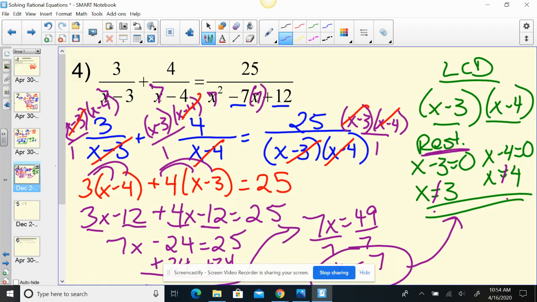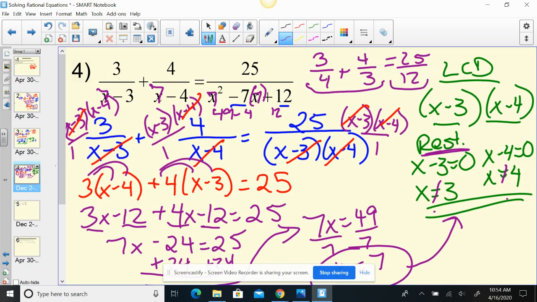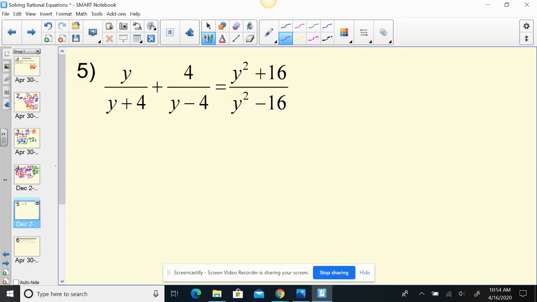So 3 over 7 minus 4 would be 3/4. 4 over 7 minus 4 would be 4/3. 25 over 49 minus 49 plus 12 would just be saying 25 over 12. So now you can get a common denominator and add them, or you can simply put the left side in your calculator, the right side in your calculator, and make sure that they're the same.